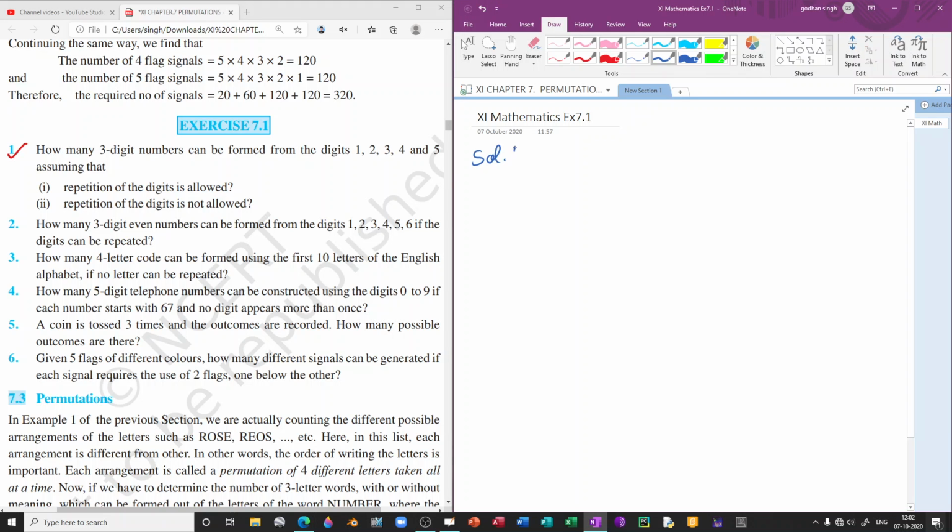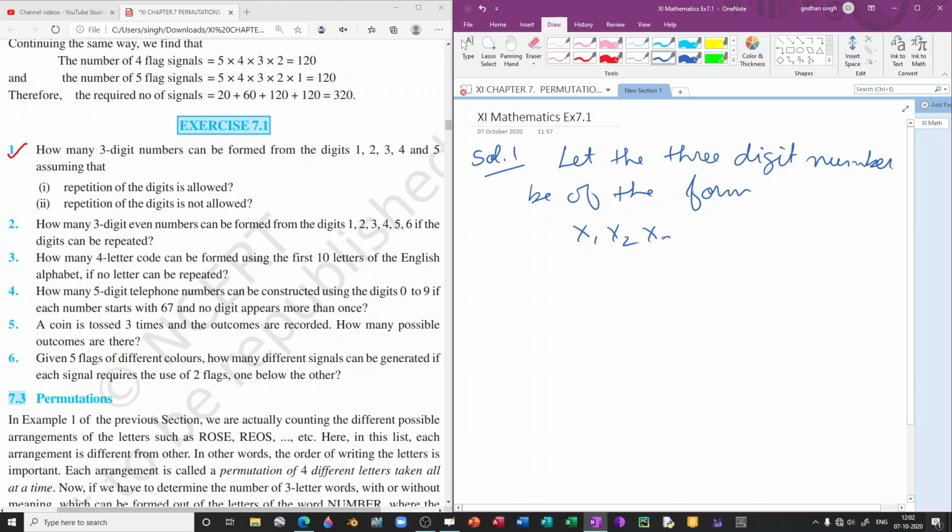Solution 1. Here we are having how many 3-digit numbers can be formed. So let the 3-digit number be of the form x1, x2, x3. So this is the 3-digit number form, and let us do the first part now. Case 1, repetition of the digits allowed.